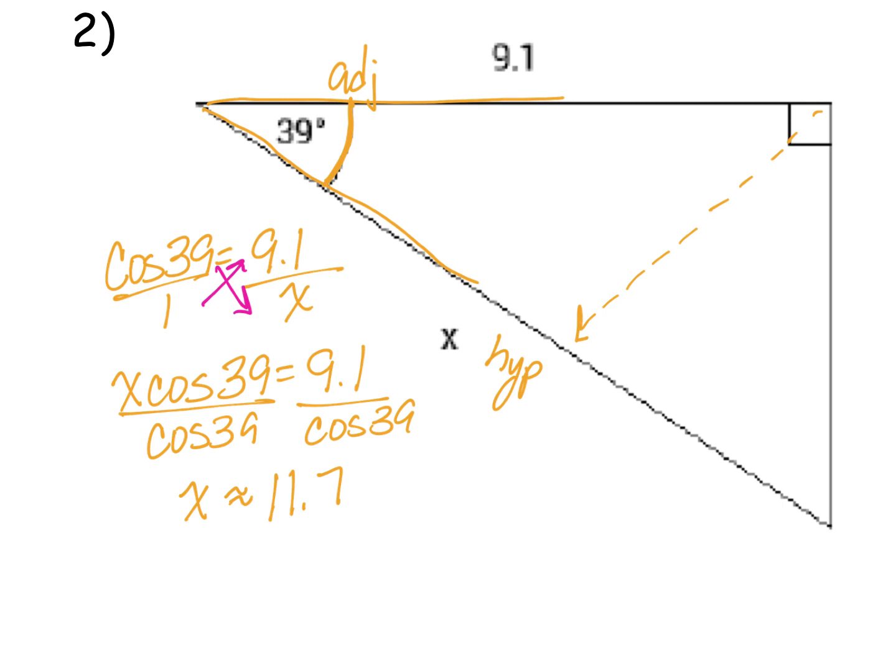Oh, because I didn't even put none. I just put 9.1 and then cosine 39. That means you're multiplying. Yeah. Okay.